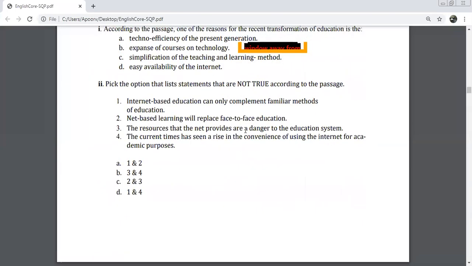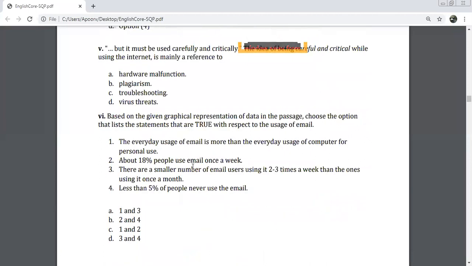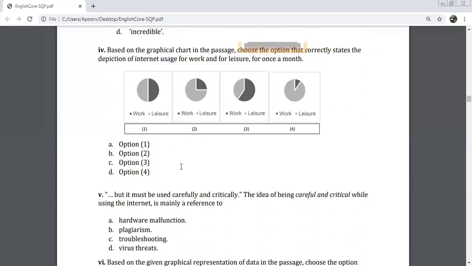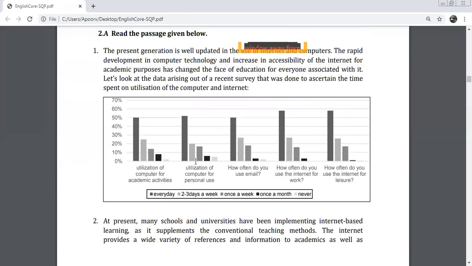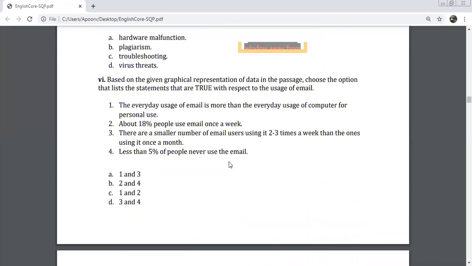Seen? Let's go back to the options. This is the last question to be done today. This is the last one, the class is about to get over. The everyday usage of email is more than the everyday usage of computers for personal use. Let's see if it is true. Let's go to this very quickly. See this. Is it true? Is it false? See utilization of computers and email. Here it is computers. Personal use is more compared to email. Let's check again if there's confusion. Everyday usage of email is more than the everyday usage of computers for personal use. Is it true or is it false? Beta, true or false? False.